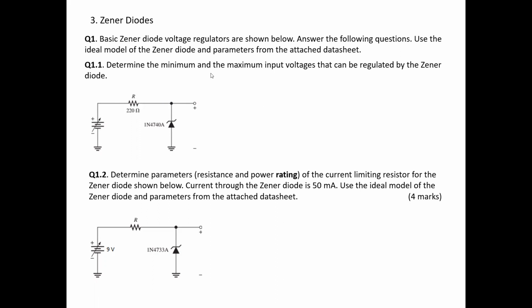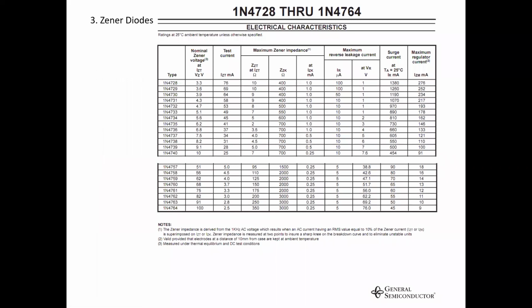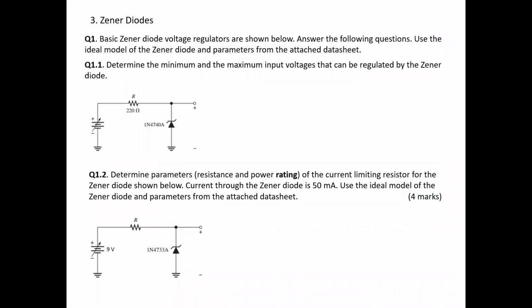Determine the minimum and maximum input voltage that can be regulated by the Zener diode. Okay, how do we decide this, guys? We have number 4740. Now, the first thing that we need to know is what the ratings of this one are. To pick the rating, guys, you can go to the data sheet. So here you can see a data sheet for this particular number 4740.